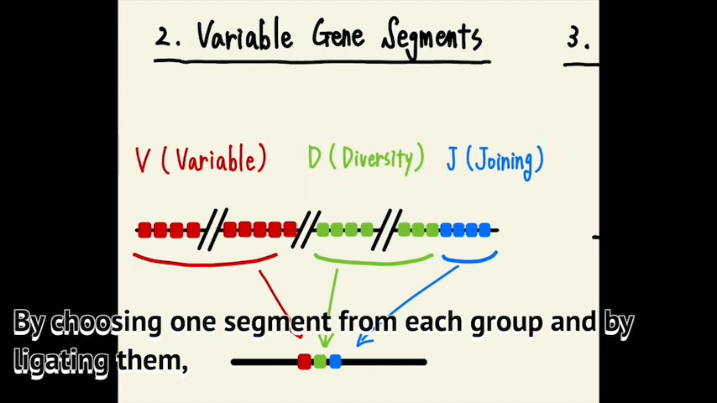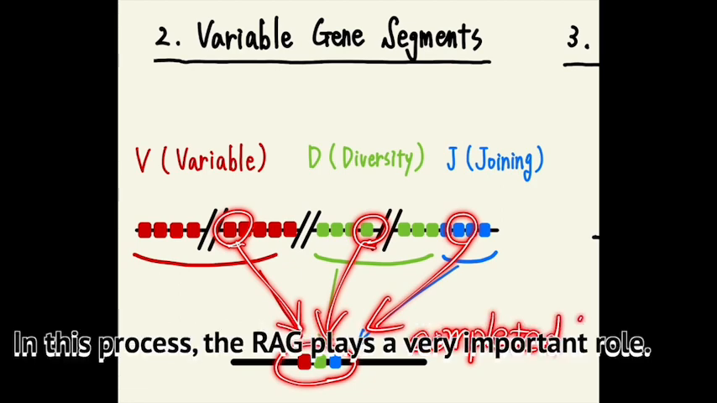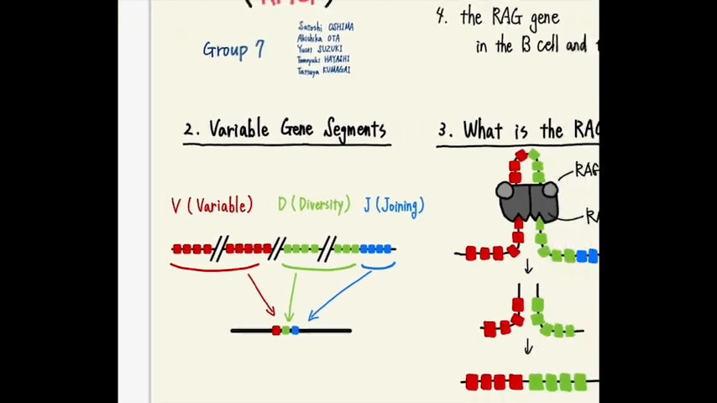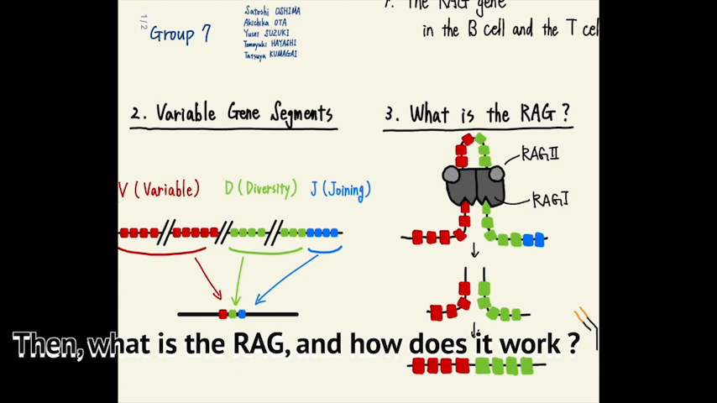By choosing one segment from each group and ligating them, the complete gene encoding one variable region is reconstructed. In this process, the RAG plays a very important role. Then, what is the RAG, and how does it work?